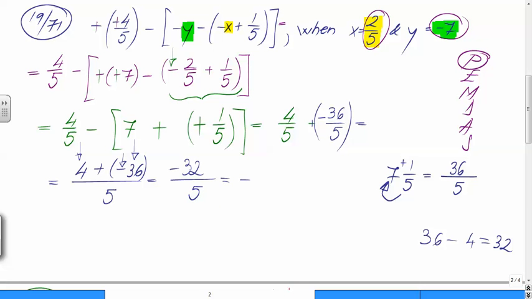Well, 5 goes in 32 6 times. 6 times 5 is 30. Out of 32, you will have a part of 2/5, right? -6 and 2/5 will be the answer for problem number 19. I hope you got it. Let's see if we have any more.